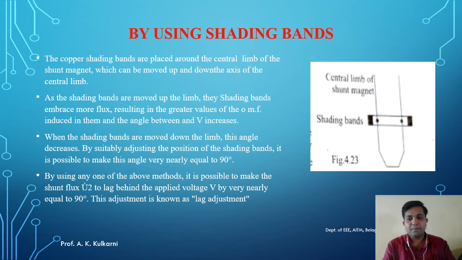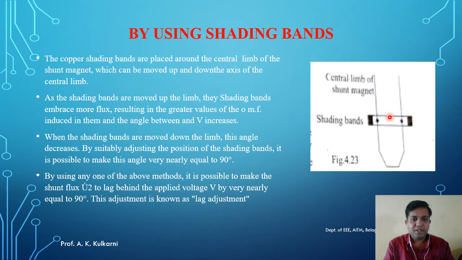This is the schematic representation of the shading bands. The shading band is mounted on the central limb of the shunt magnet like this, and we can see clearly that it is attached to the central limb with the help of some screws. The shading band is usually made of copper. The copper shading bands are placed around the central limb of the shunt magnet, and can be moved up and down the axis of the central limb.